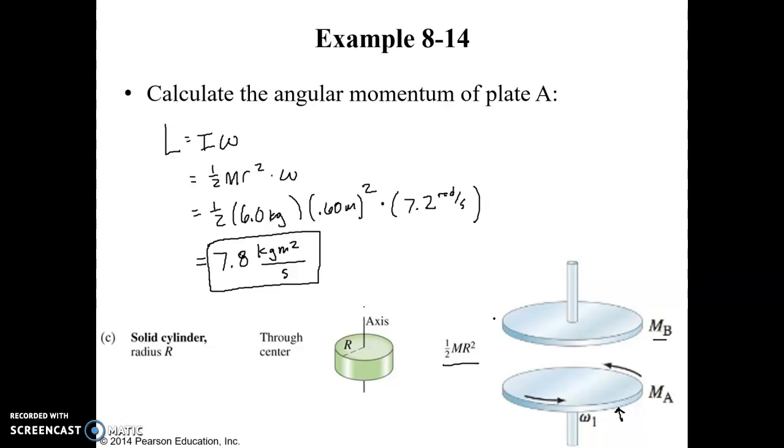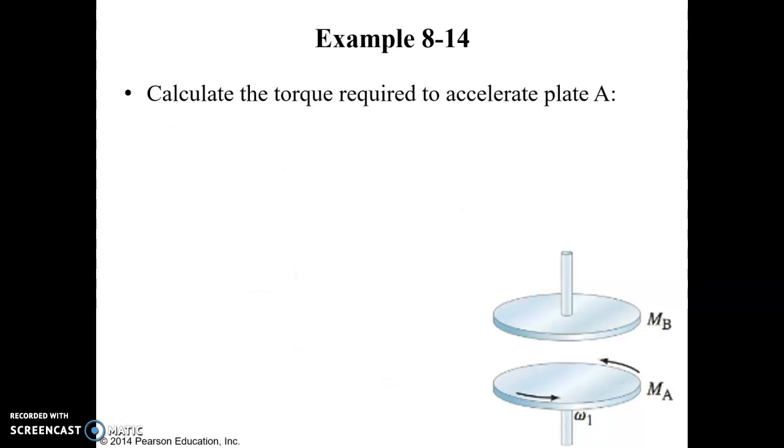Okay, so that's the first part of our problem, to find the angular momentum of plate A. It's 7.8 kilogram meters squared per second. Now let's calculate how much torque was required to get it up to that speed. So we had come up with this equation in a previous slide that torque is equal to the change in momentum over the change in time. So this is basically Newton's second law of motion in terms of angular momentum.